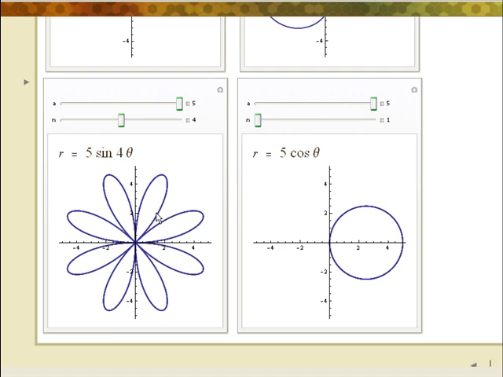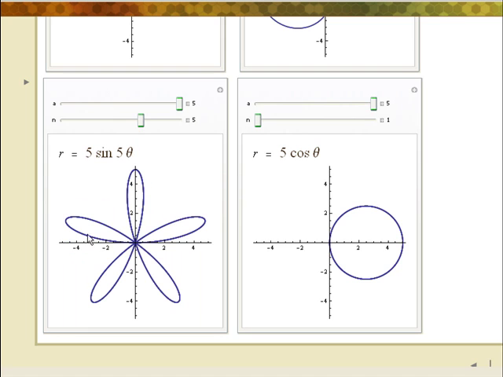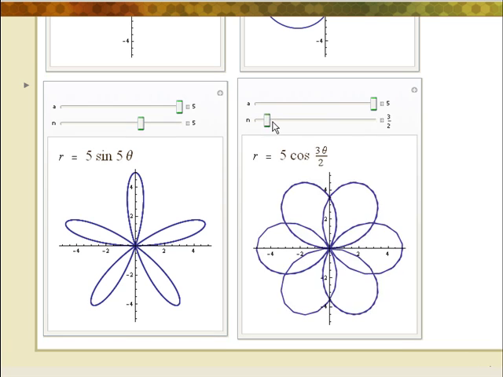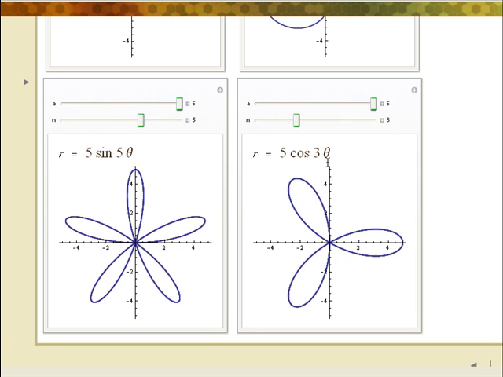If I take it up to 4, now all of a sudden I got 1, 2, 3, 4, 5, 6, 7, 8 petals for 5 sine of 4 theta. Take it up to 5. This one has 5 petals in it. So with all of these, there's a certain pattern that goes on. With odd numbers, I get exactly the same number of petals as I have that coefficient of my angle. So if this is a 1, I get 1 petal. A 3, I get 3 petals. I'm going to make that one a 3. At 5, I get 5 petals. So you can always tell how many petals you get just by this number you're multiplying by the theta.